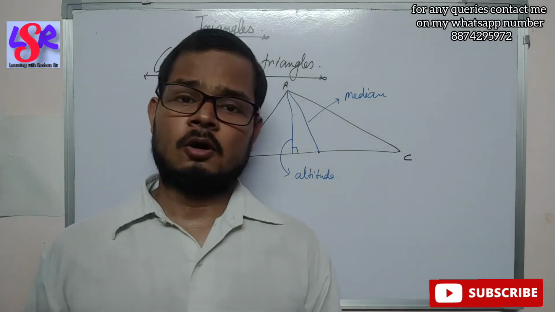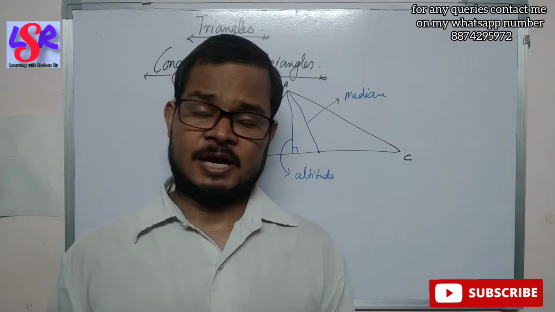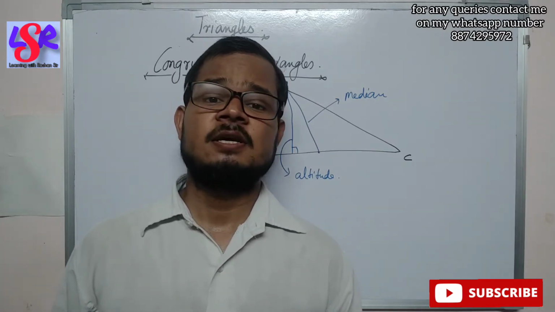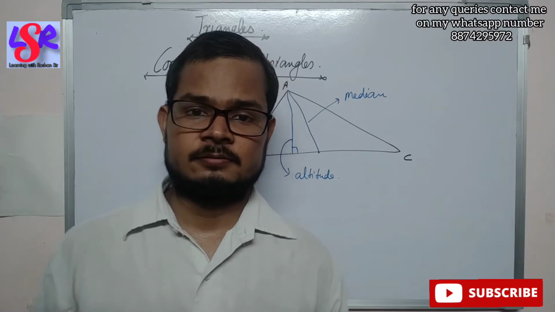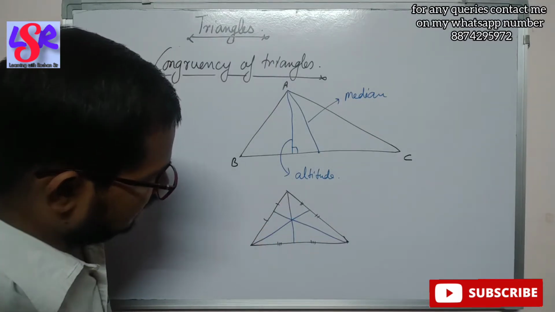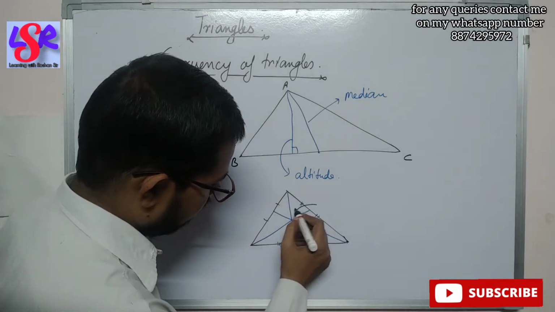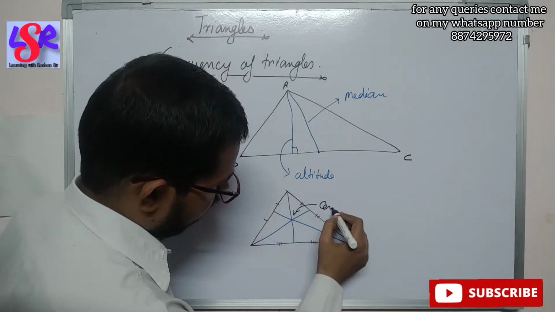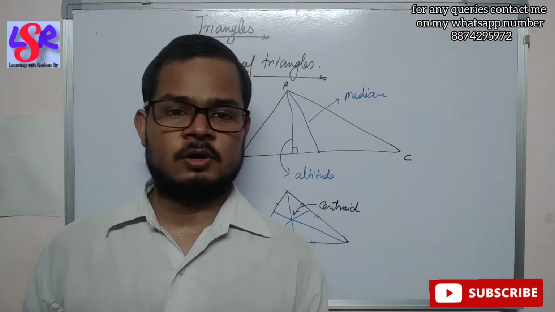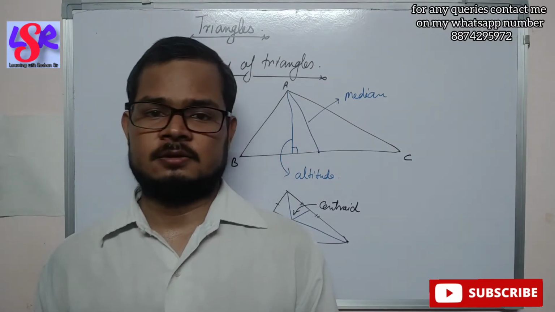Now if we make all the three medians of the triangle, the point where all the medians are going to coincide is known as centroid of the triangle. Here you can see in this triangle all the medians are coinciding at this point. So this point is known as centroid. Now the point where all the altitudes meet is known as orthocenter of the triangle.